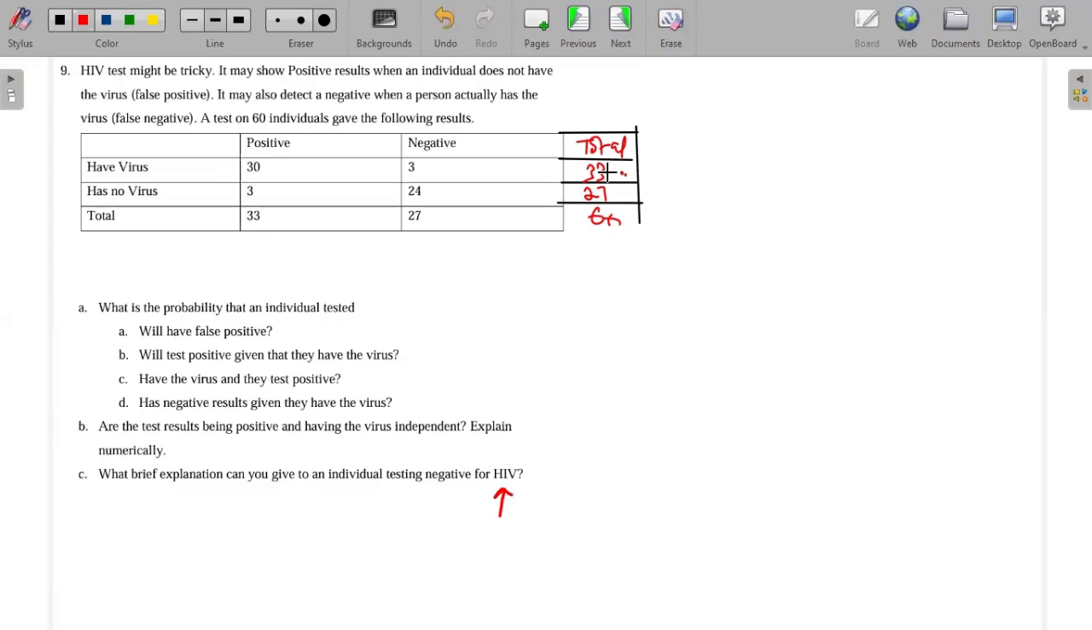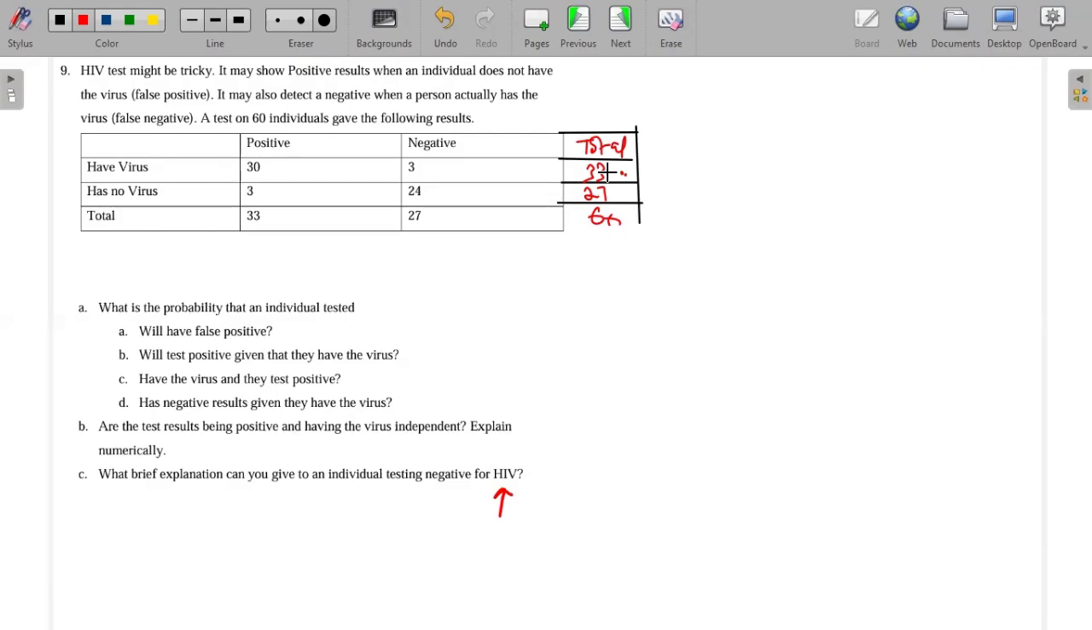Among those with the virus, the 33 people, 3 actually tested negative. So I'll explain to this individual that false negatives do exist because those people have the virus, but they're testing negative. And then I'll give a short explanation that a negative result does not guarantee that the person does not have HIV, because the test sometimes produces false negatives.